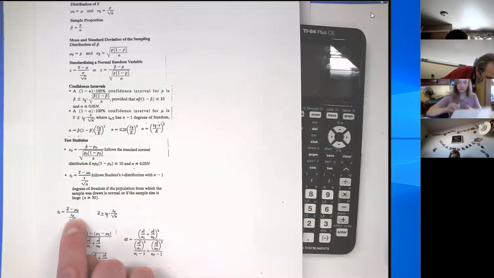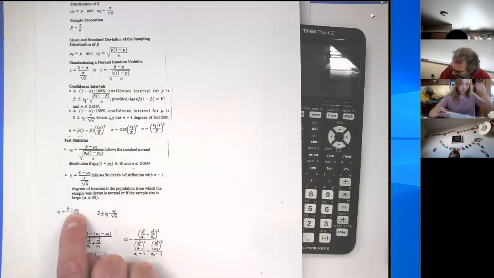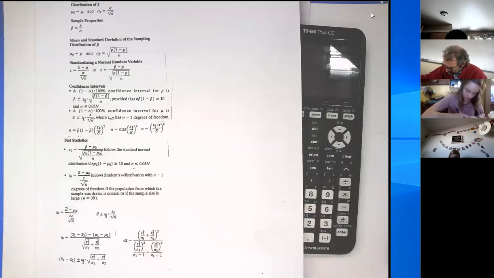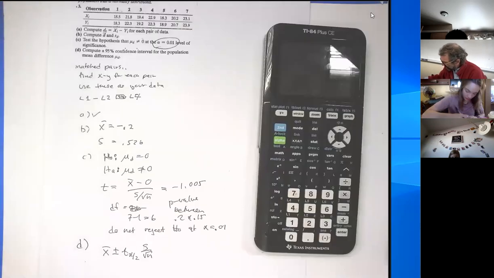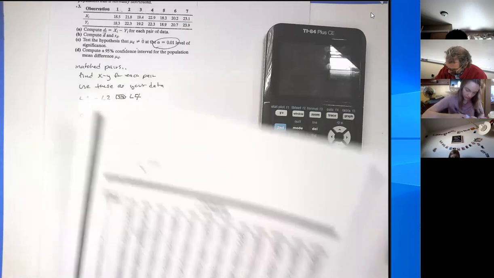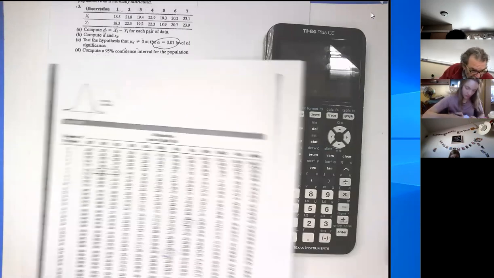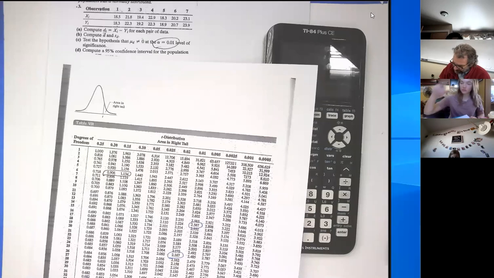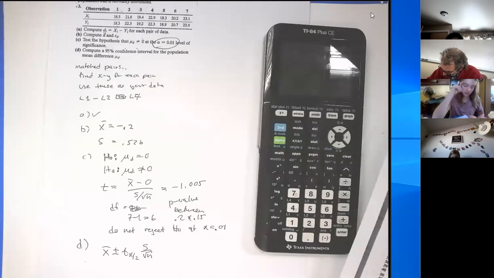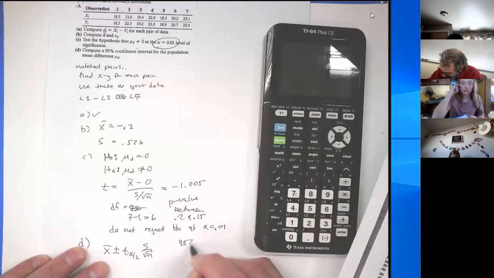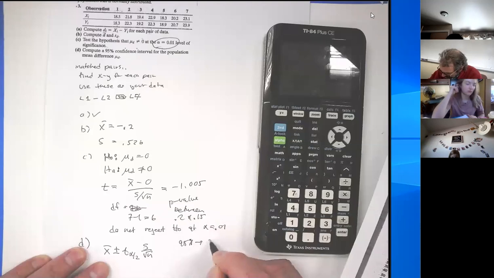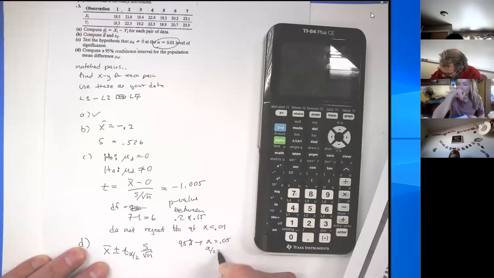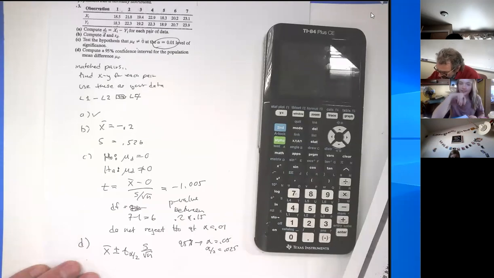Our mean that we were assuming, we're checking whether the mean could be 0. Okay, I'm going to go ahead and do this. We need the critical T value. It says 95%, so that means alpha is 0.05. Alpha over 2 is 0.025. So I'm going to go to degrees of freedom 6.